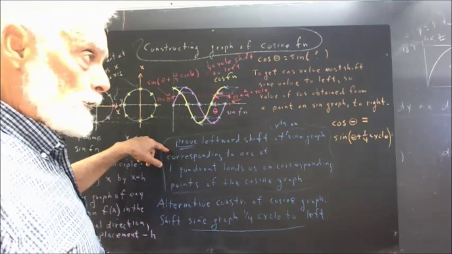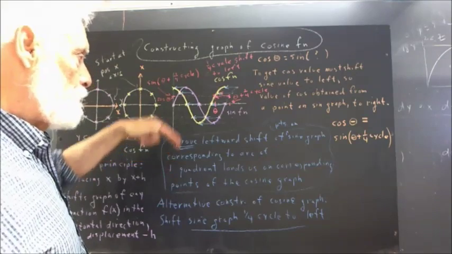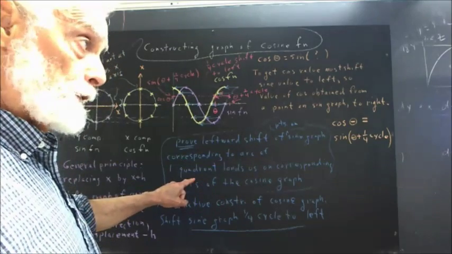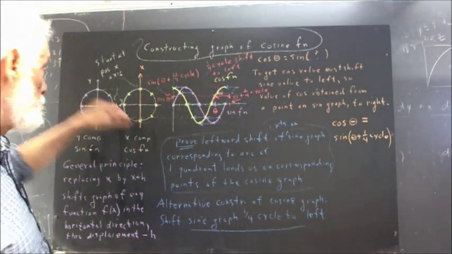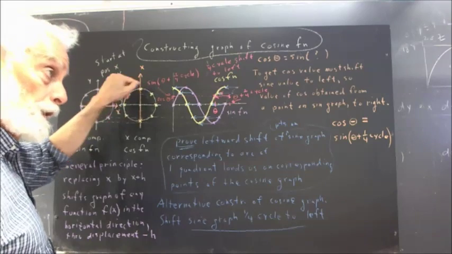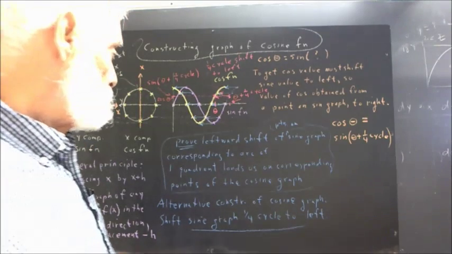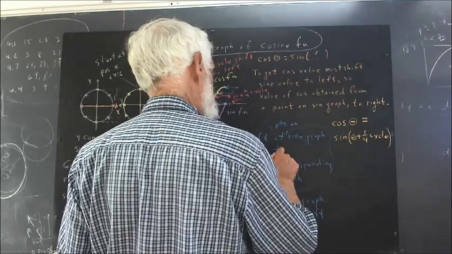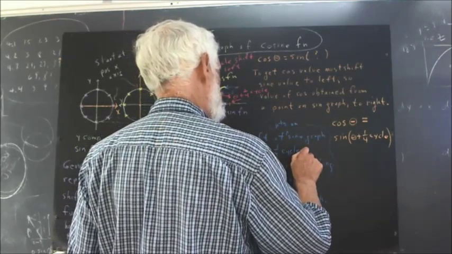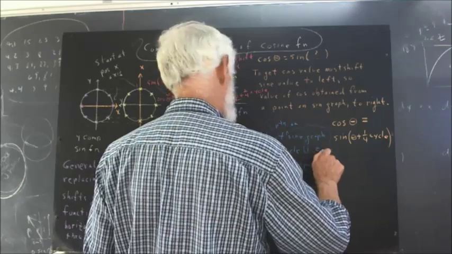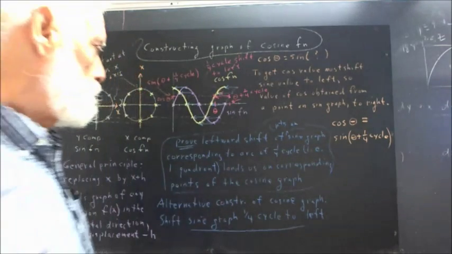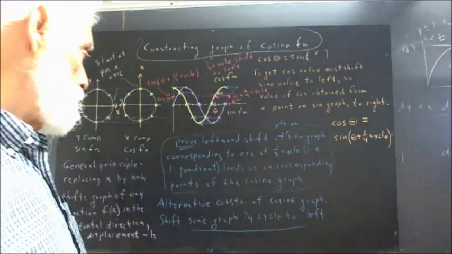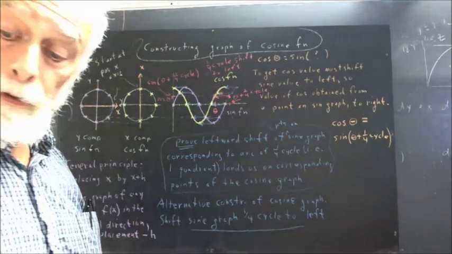And I've asked that you consider proving that the leftward shift of the points on the sine graph corresponding to an arc of 1 quadrant, and that is 1/4 of a cycle. An arc of 1 quadrant is 1/4 of a complete circle, 1/4 of a cycle. I could actually restate that: an arc of 1/4 cycle, that is 1 quadrant, lands us in the corresponding point of the cosine graph.